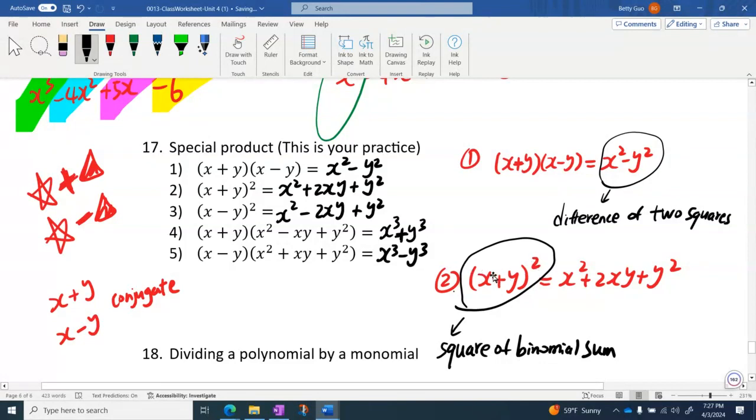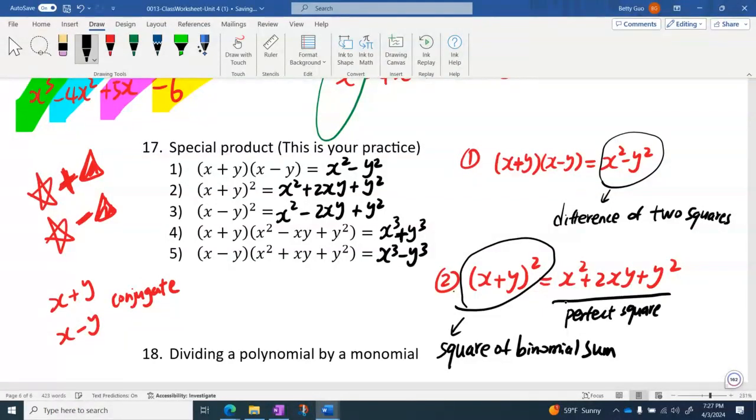Square on the shoulder of the parentheses. The base is a binomial, and the binomial is an addition, two terms added together. So square of a binomial sum. I hope you remember the name of this expression. Turns out a square of binomial sum is a what? It is a perfect square trinomial.